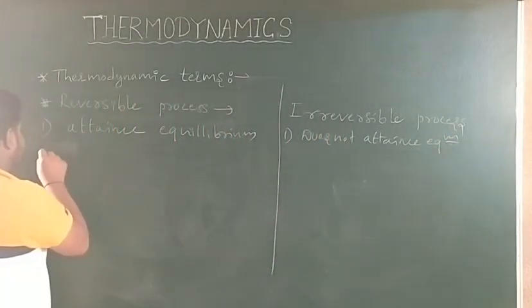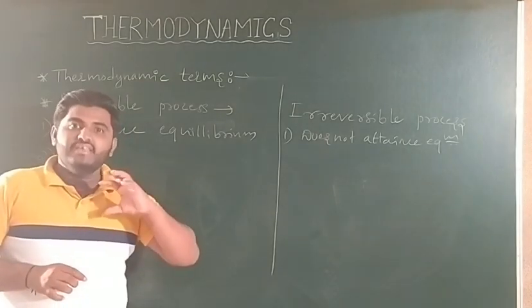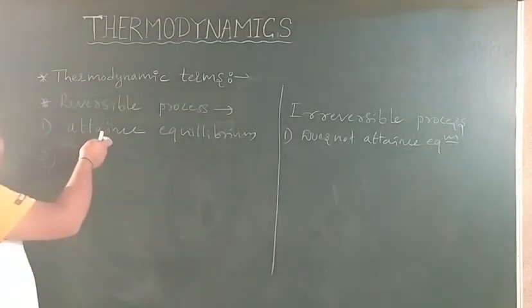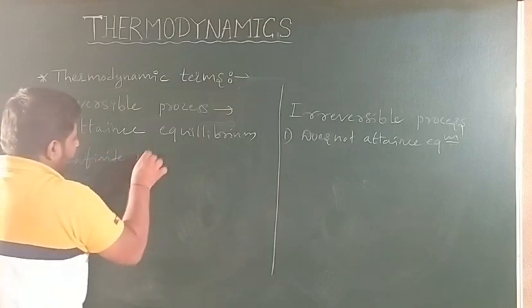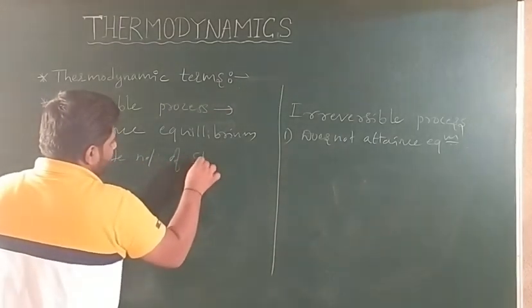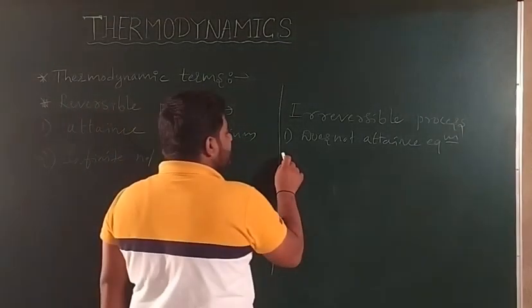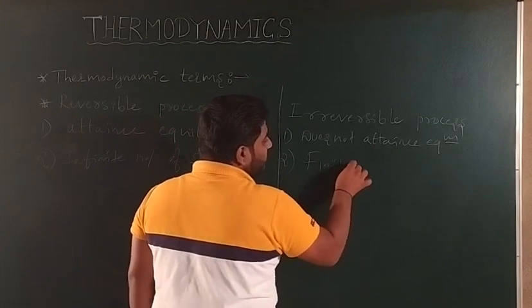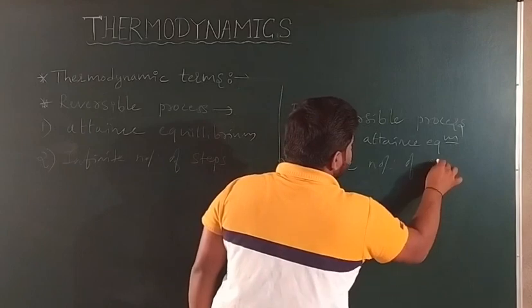First difference. Second one, the reversible process contains an infinite number of steps. Here there are no definite steps. Infinite steps. An infinite number of steps are required here. But in irreversible, only a single step or a few steps. So that means we can say finite. We can count them. Finite number of steps.